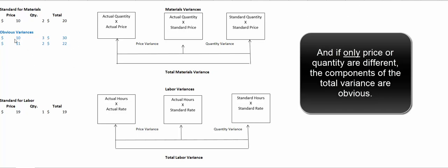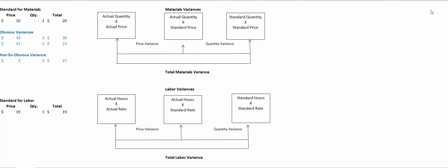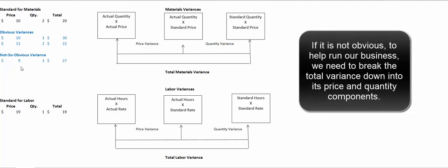I bought it at the right price, but I just used too much. Similarly, if I spend $11 and use 2 square feet, that's a total of 22. So that's a total variance of $2. Is that a quantity variance? No, I was supposed to use 2. I used 2. It's a price variance. But what if it's not so obvious? For example, suppose we spend $9. That's a favorable price variance. But we use 3 square feet, that's an unfavorable quantity variance. Well, we're going to break that down. We know that it's $7 variance total.